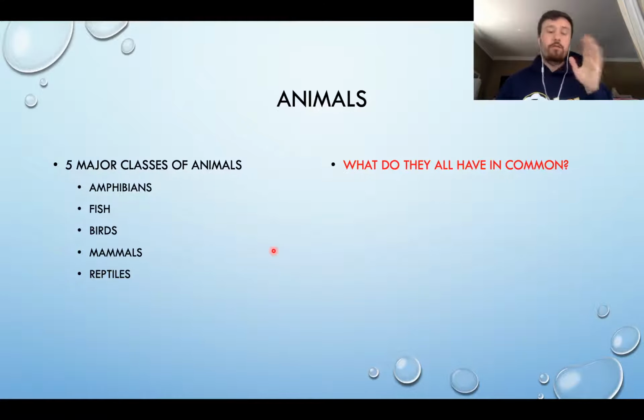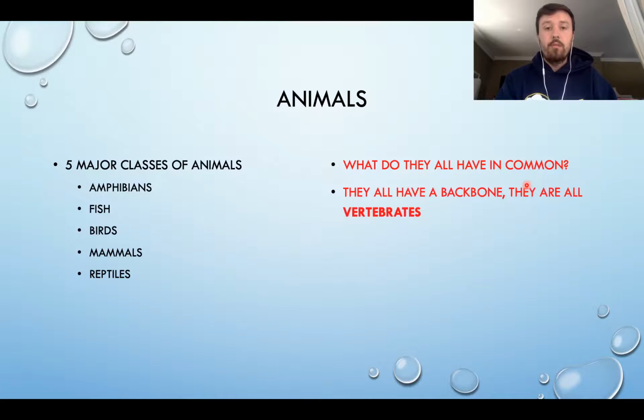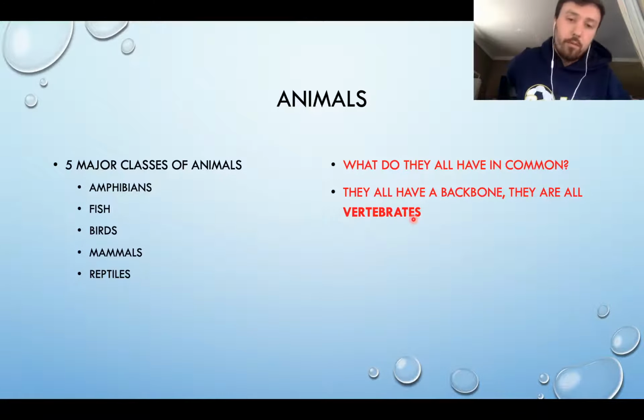If you take a picture of a frog and you compare it to a crow, they look very different, right? But what do they all have in common? They do all have something in common. And that would be that they all have a backbone or some kind of structure on their back that holds their nerves and stuff like that. So they are all this term called a vertebrate. They have their vertebrae in their back.